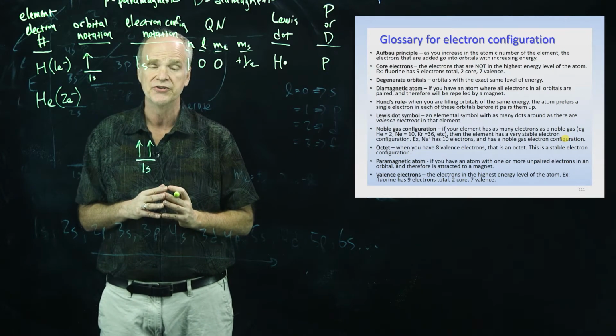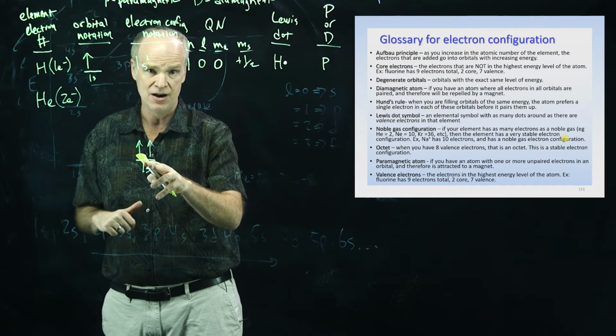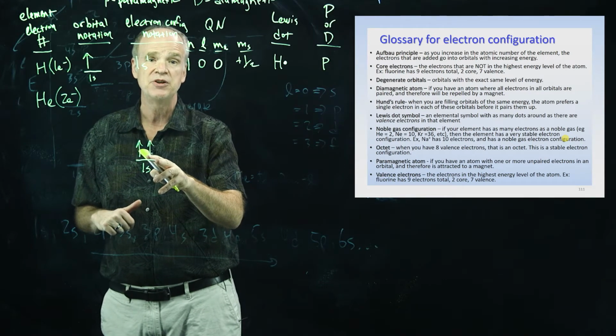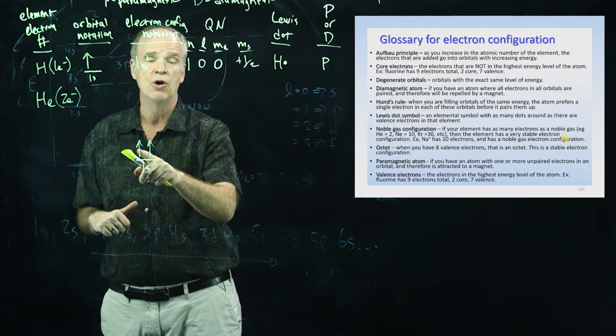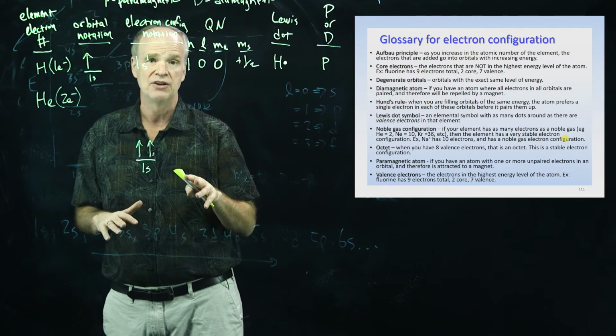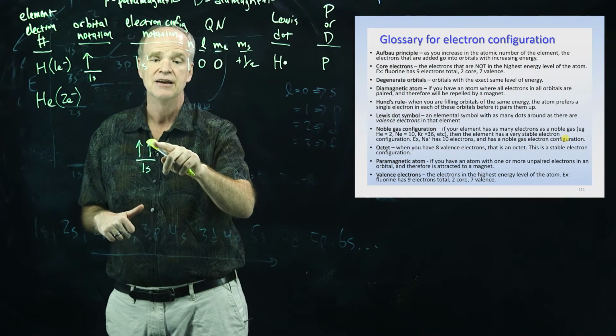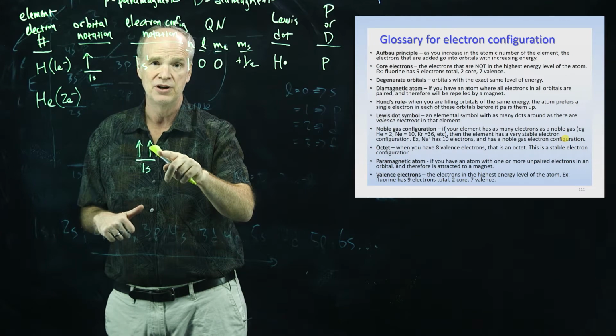Why is it wrong? It's wrong for two reasons. One is that when you have a pair of electrons in an orbital, they must be spinning in opposite directions. If you have one that is spinning clockwise, as indicated by an upward arrow, the other electron must be spinning counterclockwise. We would indicate that by flipping this arrow over and having it point downward.